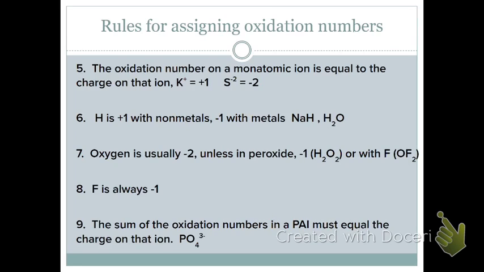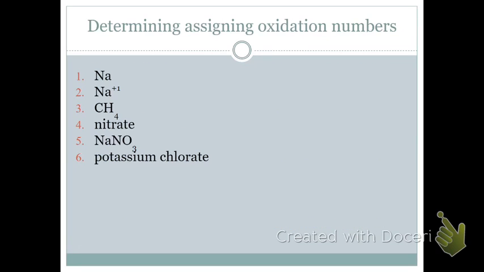Let's do some examples together, and hopefully it solves some of the issues. So here we have a neutral ion, or sorry, a neutral atom. So it's 0. The oxidation number of sodium is 0. Here, if there's an ion, then it's just a +1. So the oxidation number for this is +1.